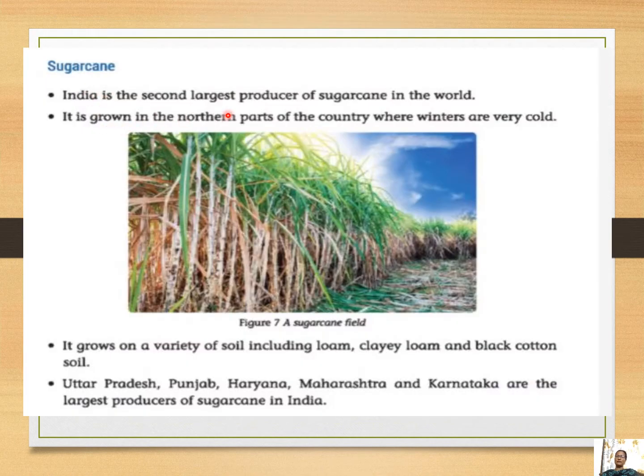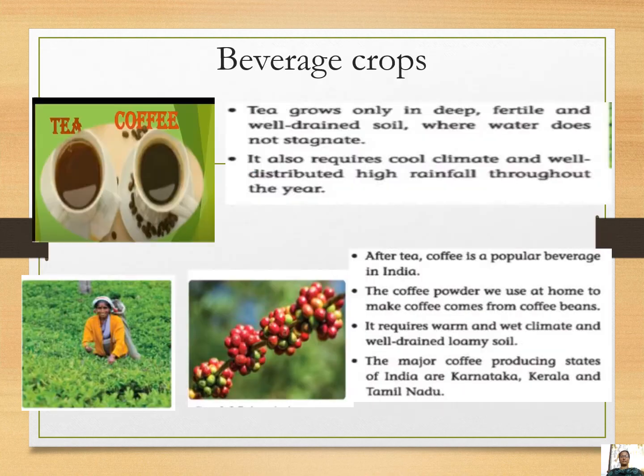Sugarcane. India is the second largest producer of sugarcane in the world. It is grown in the northern parts of the country where winters are very cold. It grows on a variety of soil including loam, clayey loam and black cotton soil. Uttar Pradesh, Punjab, Haryana, Maharashtra and Karnataka are the largest producers of sugarcane in India.